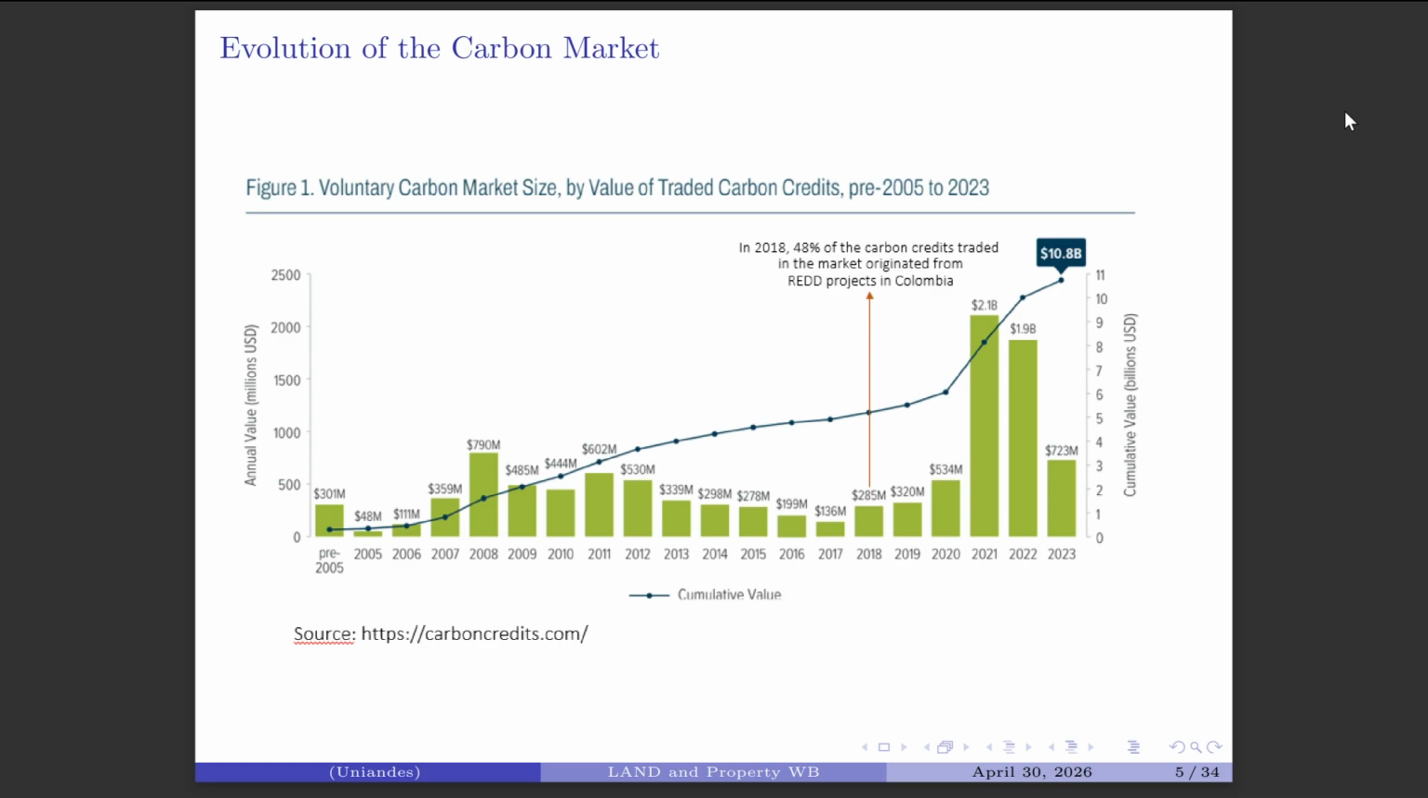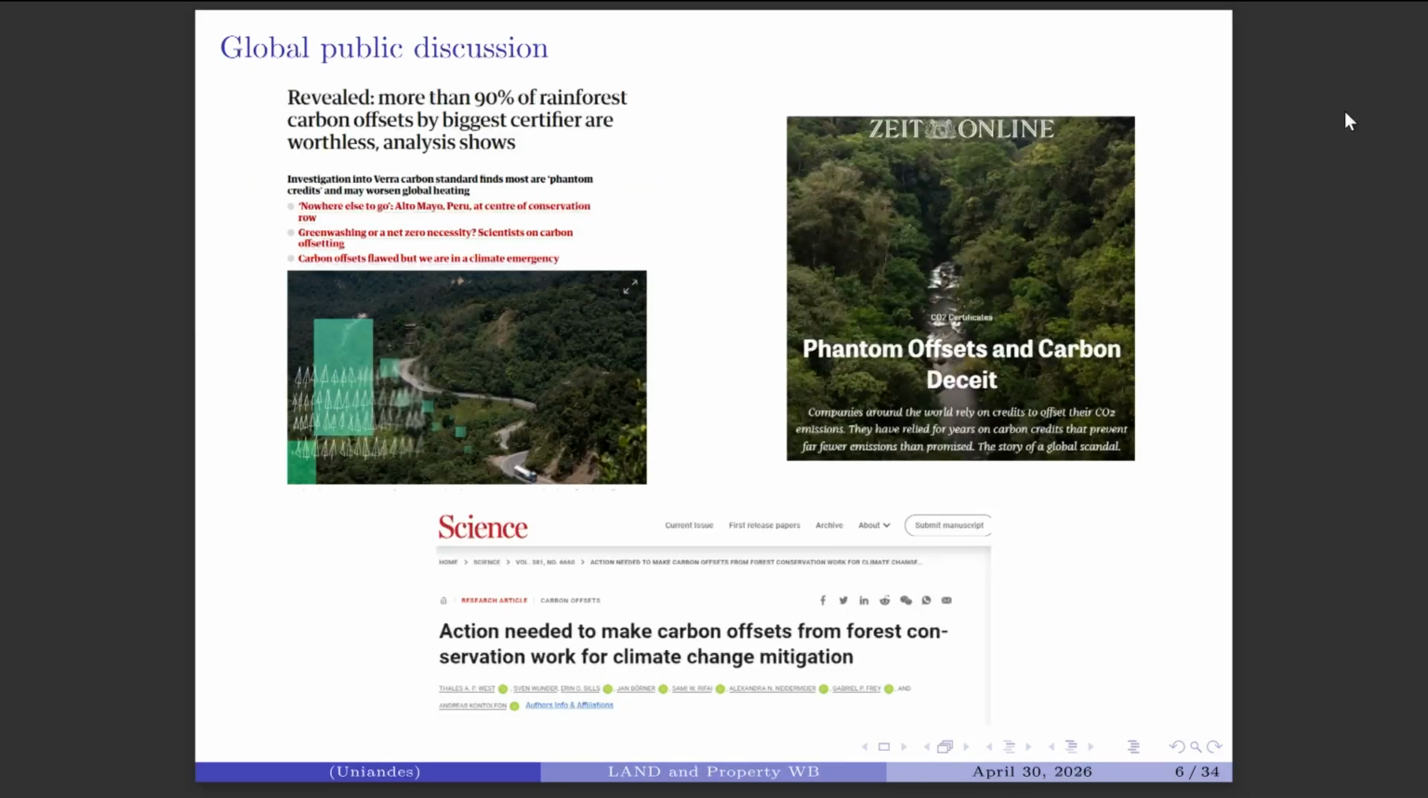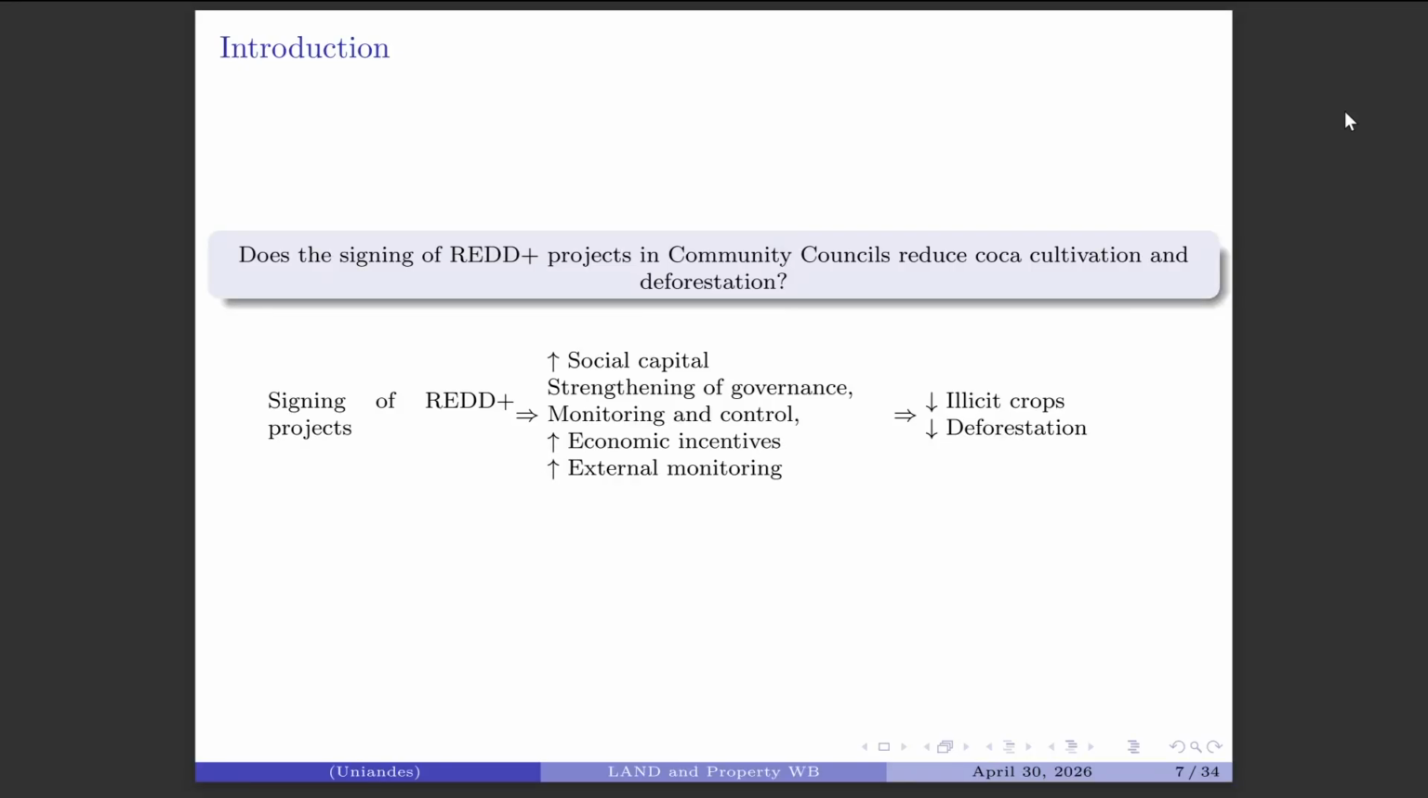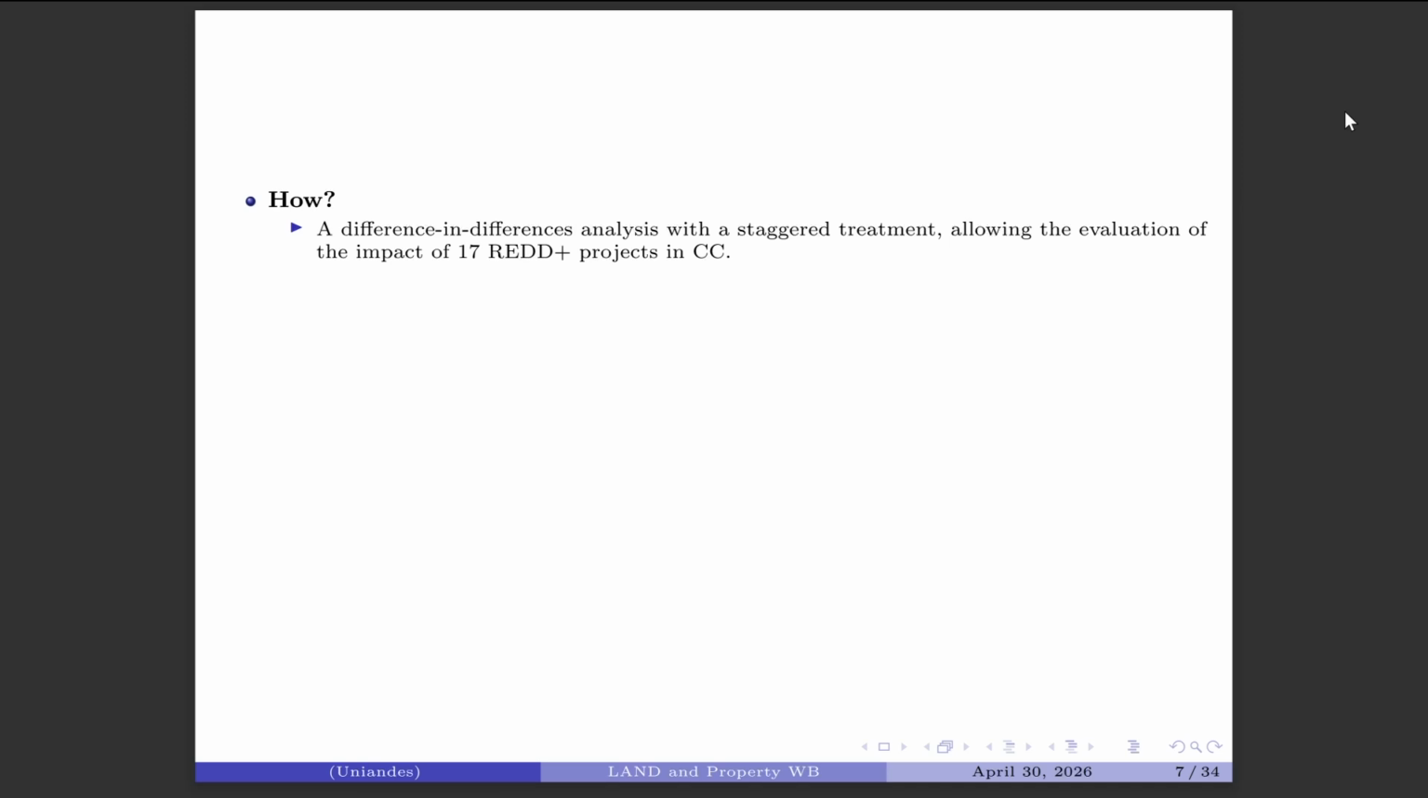The other thing that I want to highlight is that, for example, in 2018, Colombia participated in this market with 48% of all the carbon credits traded. And Colombia is in third place after Indonesia and Brazil selling carbon credits. So, what is our question? Our question is: does the signing of REDD+ projects in community councils reduce coca, illicit crops, and deforestation?